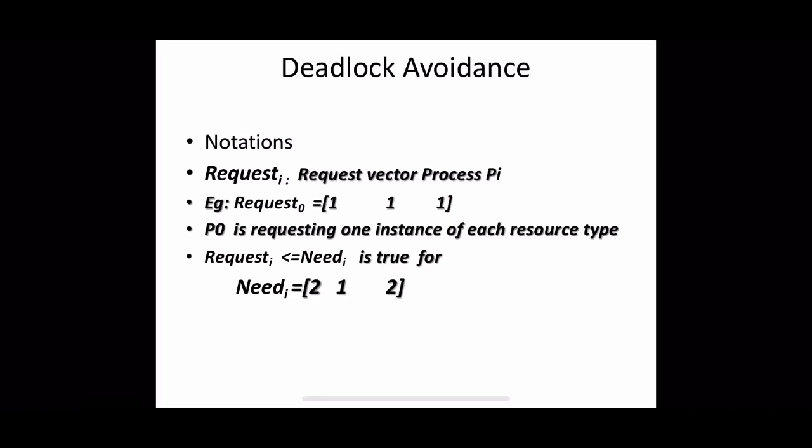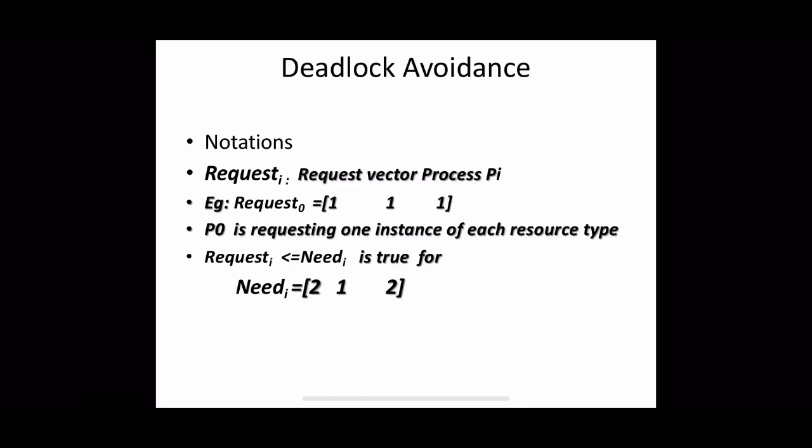Okay, and like that, any vector can be represented using the process ID as the subscript for that vector. And if we compare these two vectors, the corresponding condition is true if the individual elements in the vector satisfy the condition.